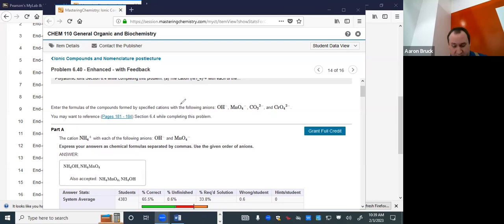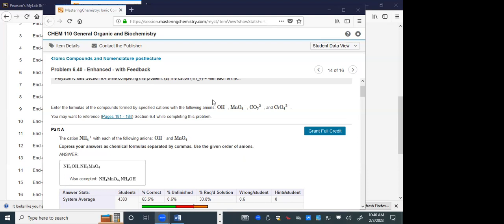Okay, so if we're looking at something like 14, part A, it's asking you to enter the formulas of compounds formed by specific cations with a variety of anions. Now, I know that this one has a randomizer on it, so not everybody got exactly the same thing. But the concept should be about the same. So what you needed to do, the example it's showing me, we've got ammonium ion, NH4+, and with permanganate.